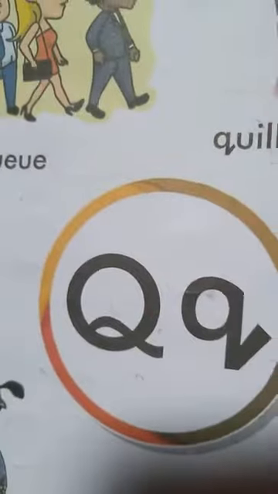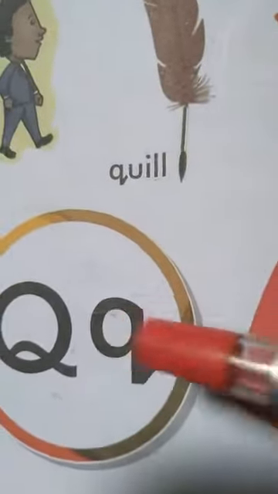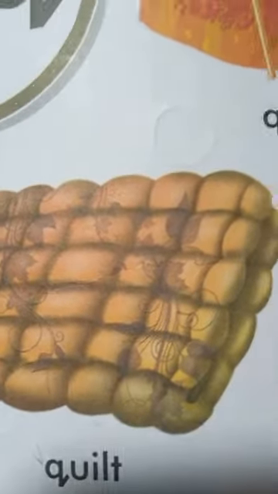We are going to learn the letter Q. This is capital Q and this one is small Q. See, kids, this is a picture of a queen. Queen means Rani. So Q for queen. Now see, this is a picture of a quilt.